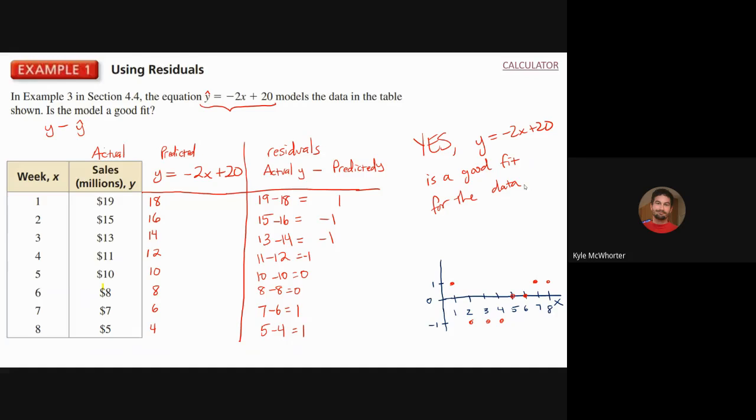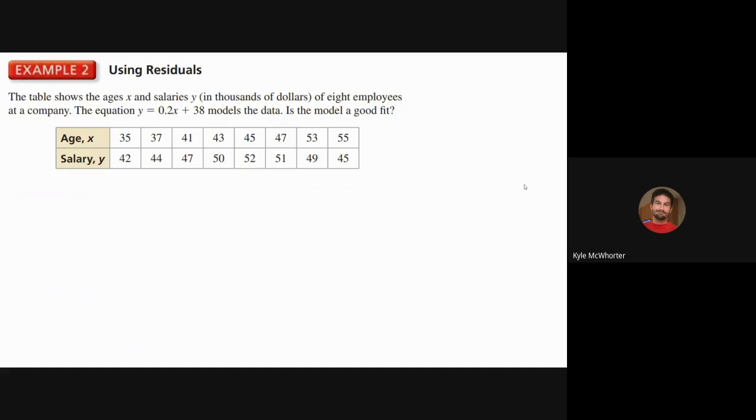All right. So let's take a look at another example real quick. This table shows the ages and salaries. So ages is the X value, salaries is the Y value in thousands of dollars, so 42,000, 44,000, and so on, of 8 employees. These are the 8 employees at a company. The equation y equals 0.2x plus 38 models the data. Is the data a good fit?